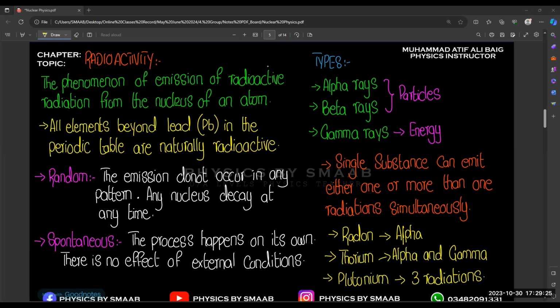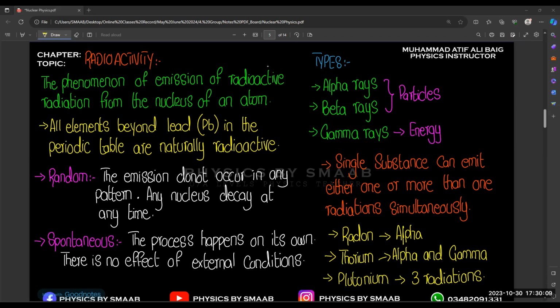No, sir. Okay. Sir, do we need to know which elements radiate what type of particles? No, you just need to know about the sequence if they ask. Normally, they don't ask about the elements because those are already given in the periodic table. So you don't need to memorize all the elements. You just need to know that elements beyond lead are all known as radioactive elements. And the reason is that the nucleus of those elements is unstable. We will also discuss that instability in the topic of half-life. Half-life is also included in this chapter.